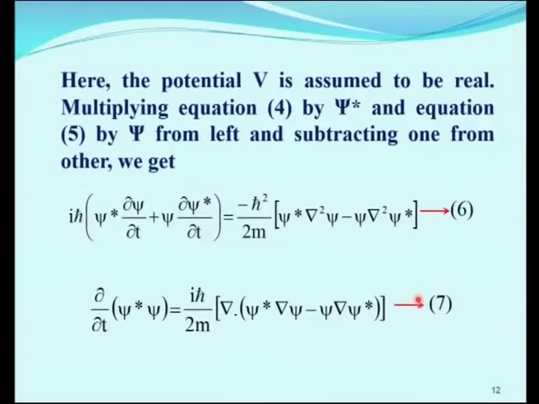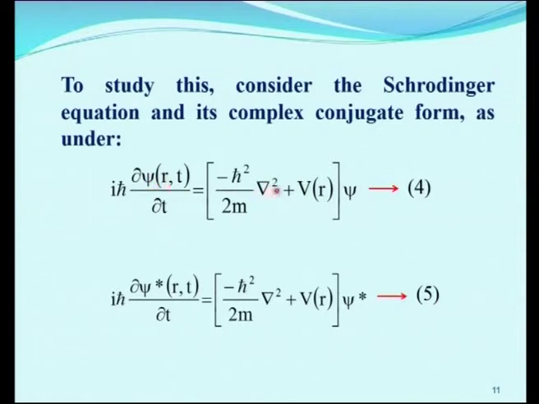Here the potential V is assumed to be real, that means potential energy of the particle is assumed to be real. So, multiplying equation 4 by psi star and equation 5 by psi from left hand side and subtracting one from another, if we take a difference we get this equation. That means, this equation we have to multiply by psi star, this equation we have to multiply by psi from front side and take a difference of this equation 4 and 5.